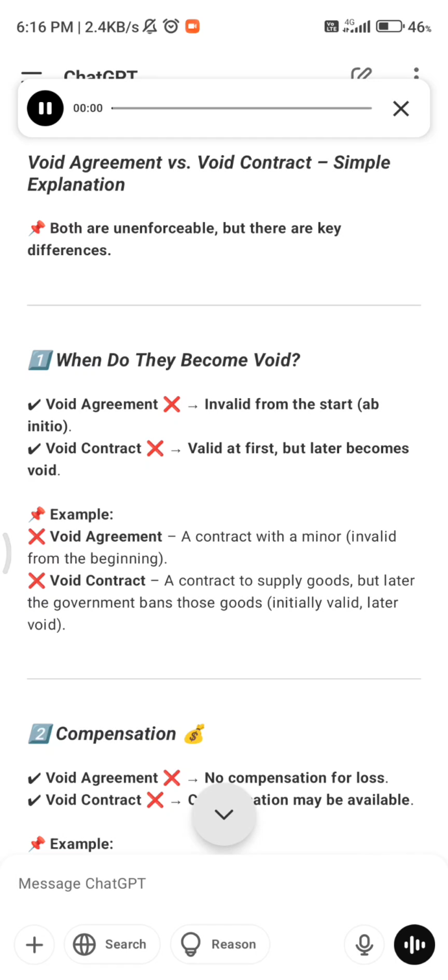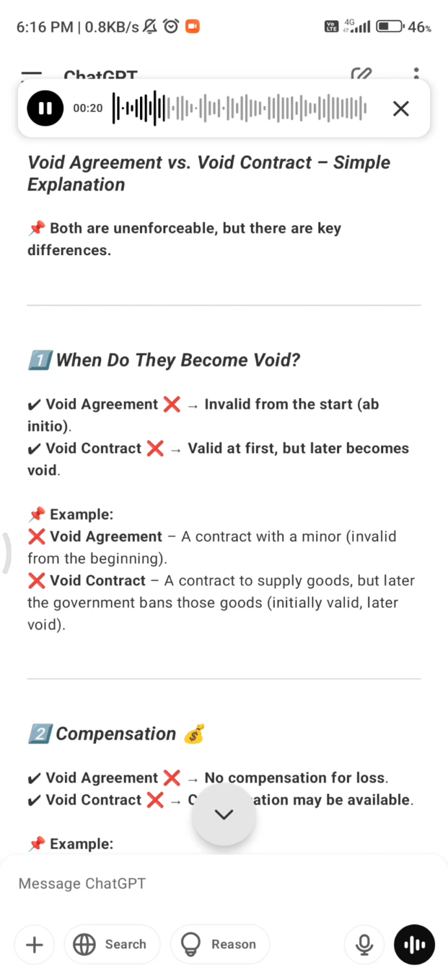Void agreement versus void contract, simple explanation. Both are unenforceable, but there are key differences. 1. When do they become void? Void agreement: invalid from the start, ab initio. Void contract: valid at first, but later becomes void.